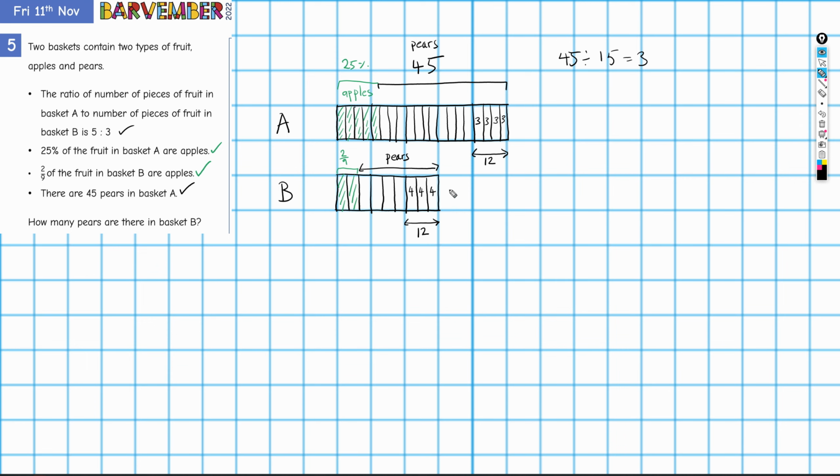Okay, so we then need to find out how many parts we have. So that's 3, 4, 5, 6, 7. So we want to multiply 4 by 7. Okay, and that is going to give us 28. So we now know that there are 28 pears in basket B.